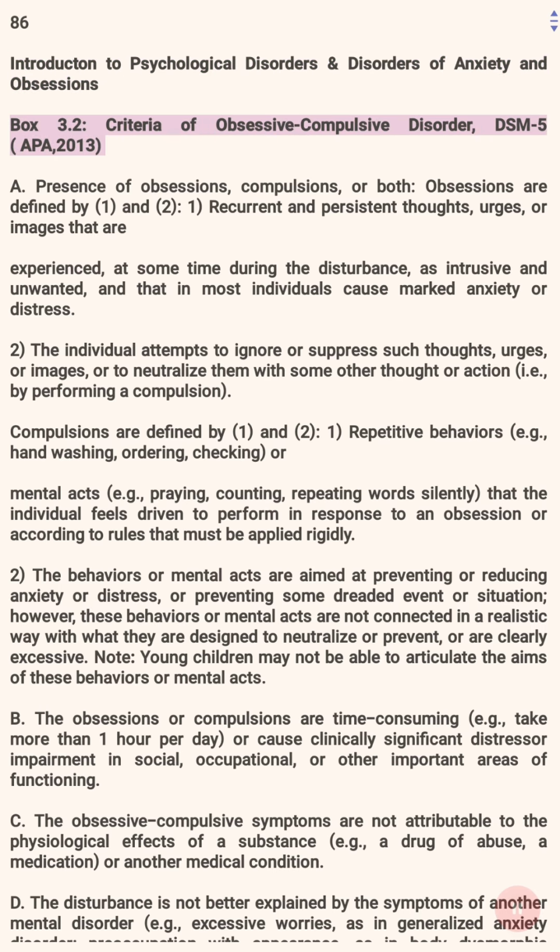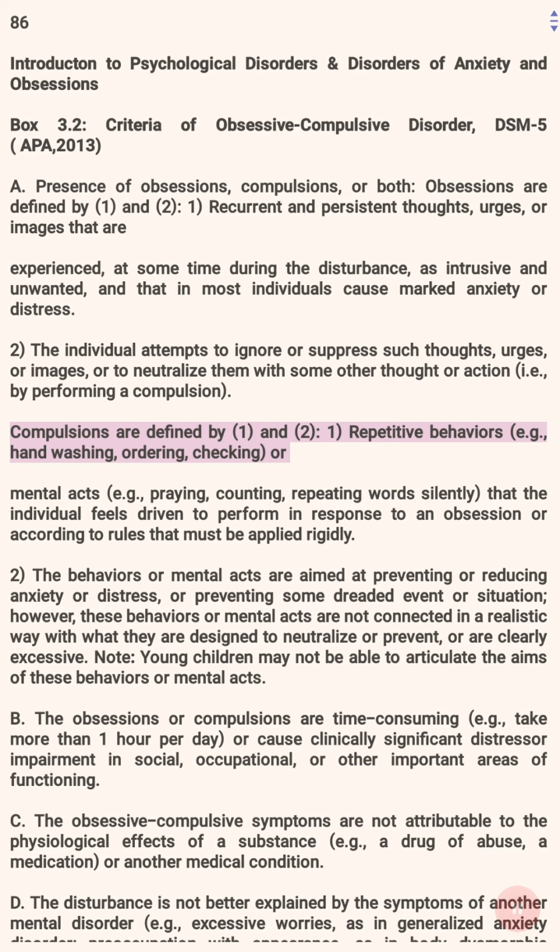Box 3.2. Criteria of Obsessive-Compulsive Disorder, DSM-5, APA, 2013. A. Presence of obsessions, compulsions, or both. Obsessions are defined by 1 and 2. 1. Recurrent and persistent thoughts, urges, or images that are experienced, at some time during the disturbance, as intrusive and unwanted, and that in most individuals cause marked anxiety or distress. 2. The individual attempts to ignore or suppress such thoughts, urges, or images, or to neutralize them with some other thought or action, that is, by performing a compulsion.